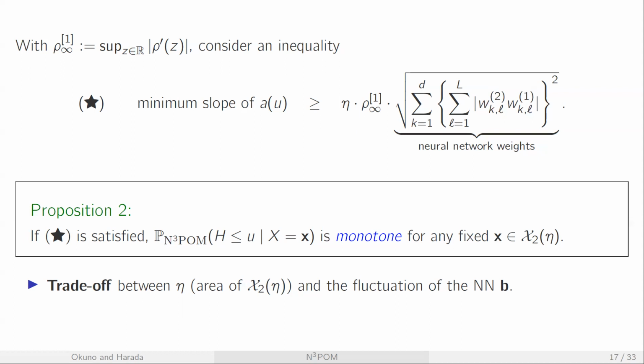Also, as you can see, there is an interesting trade-off between eta and the neural network B. Eta roughly represents the area of the restricted region X_eta, and the function of the neural network weights roughly represents the fluctuation of the neural network B. The product of these two quantities is upper bounded by the minimum slope of A_U. So if eta increases, the fluctuation of the neural network should decrease. And similarly, if the fluctuation of the neural network increases, then eta should decrease. So there is an interpretable and interesting trade-off between the parameter eta and the fluctuation of the neural network B. So this is our theoretical result.